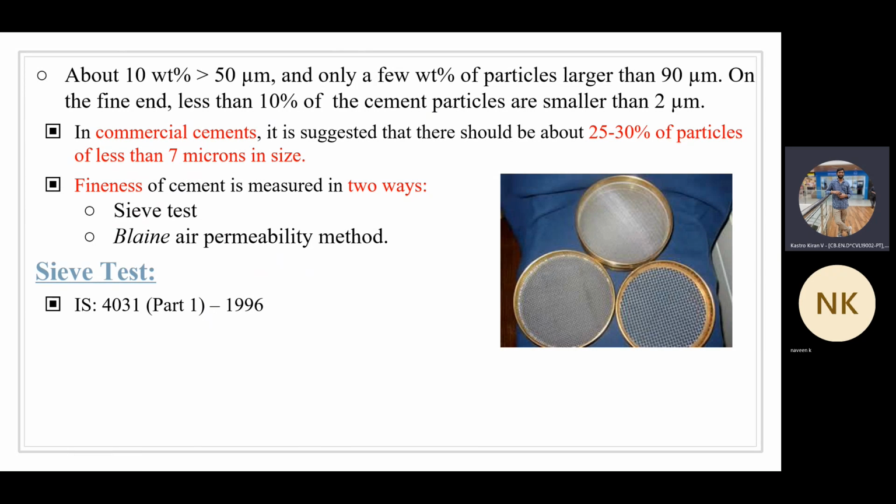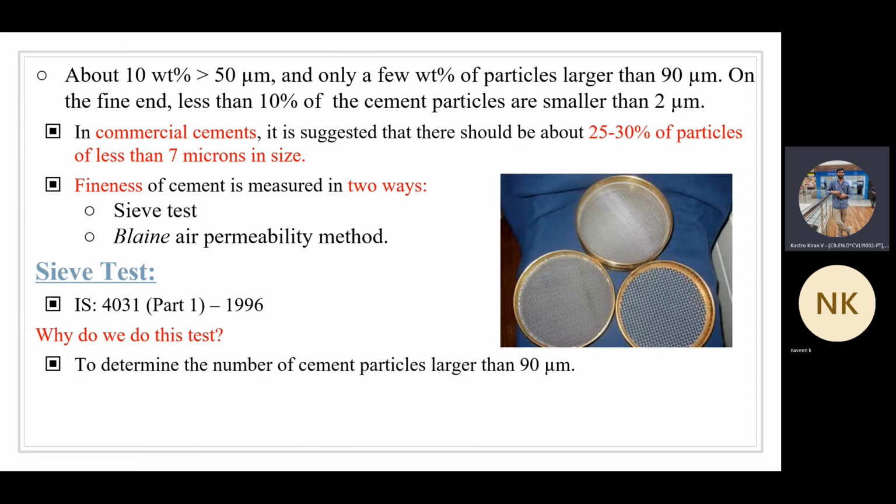Let's see how to find out the fineness of the cement particles that are available. Now, the question is why we need to do this test. It is obvious that we want to find out the cement particles which are having a size larger than 90 microns. I was telling, though the 100 microns is the upper limit, we are going to restrict that upper limit to 90 microns only. So whenever you do the sieve test, you're going to take a sieve which is having a size of 90 microns.